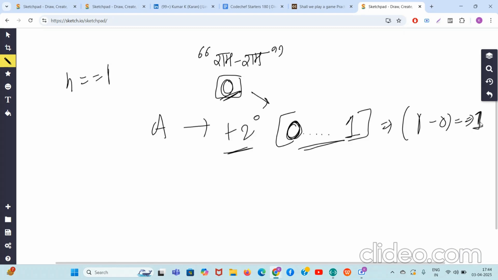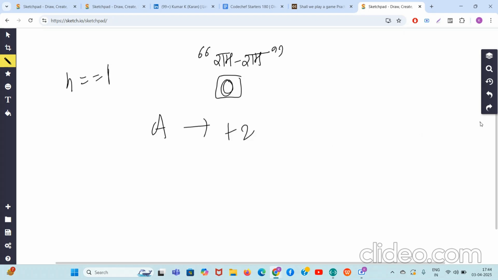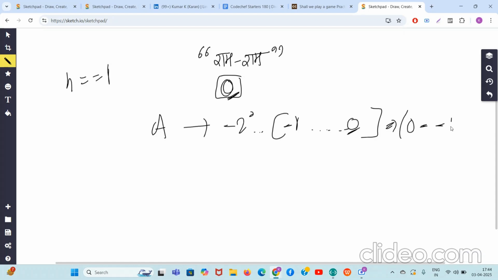So the thing is that 1 is the answer. Now someone might say, sir, why are you doing plus 2 raised to 0? You could have done minus 2 raised to 0. Yes, you can do that also. Then what will happen? 0 was one of the numbers achieved, and after doing minus 1, it will be minus 1. So now the maximum number is 0 and the minimum number is minus 1. So 0 minus minus 1 is still 1. So 1 is the answer for n equal to 1.